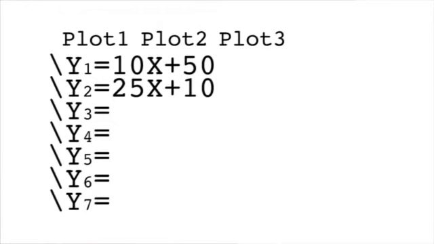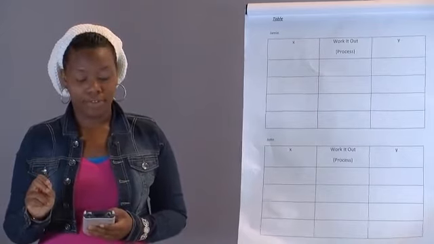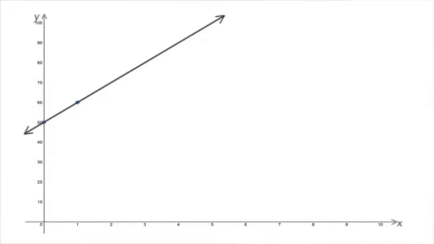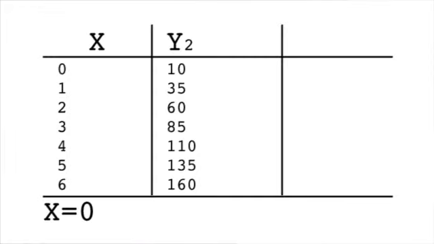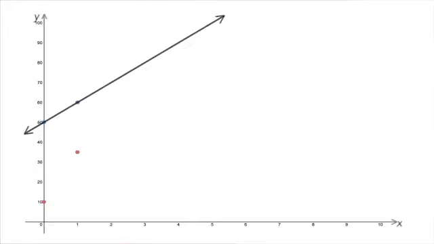Remember, John's equation is 25x plus 10. Looking at his table, his first ordered pair was 0, 10. Let's plot that on the graph. So I'm starting at 0, going up to 10, place my point. Let's do the next ordered pair, which is after 1 month, he has a total of $35 in his account. So 1, 35, and then let's connect those 2 points and make our line. Simple. Here's what you have.